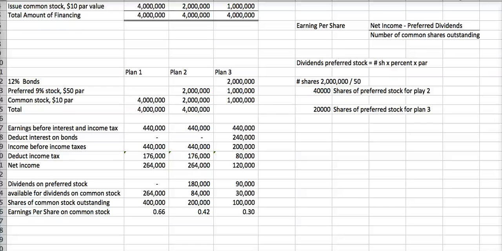So if you make a model such as this with formulas, then you can go in there and put in different scenarios and help a company decide what's the best way to raise capital.